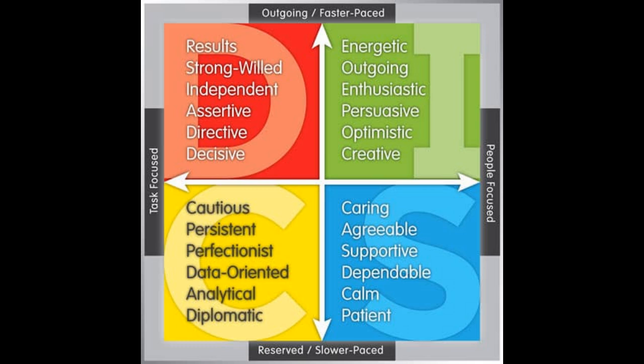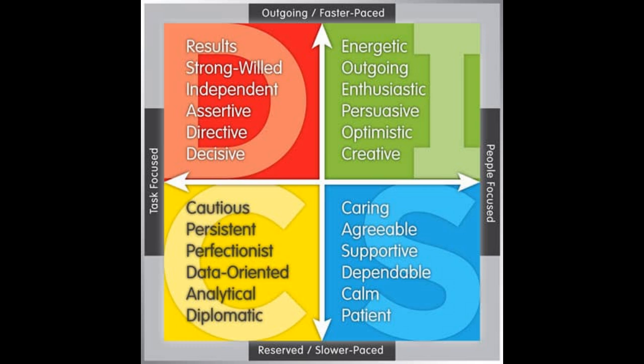Positive feedback for the C type. People with high C value precision and attention to detail. Give feedback that highlights their analytical abilities and quality work. For example, your attention to detail and accuracy in the analysis made the project exceptionally successful.